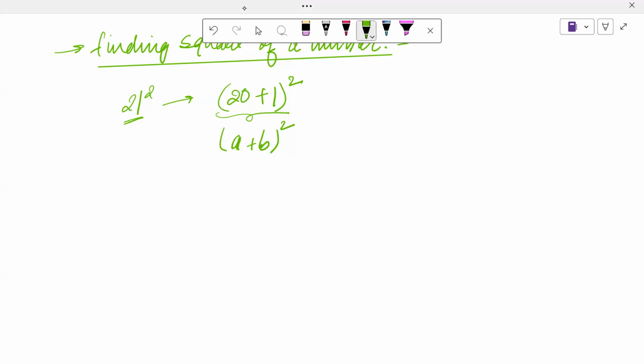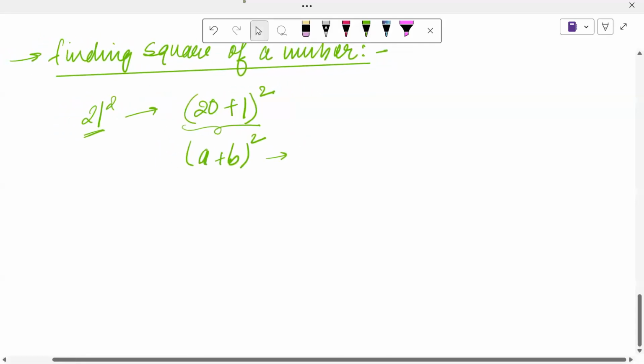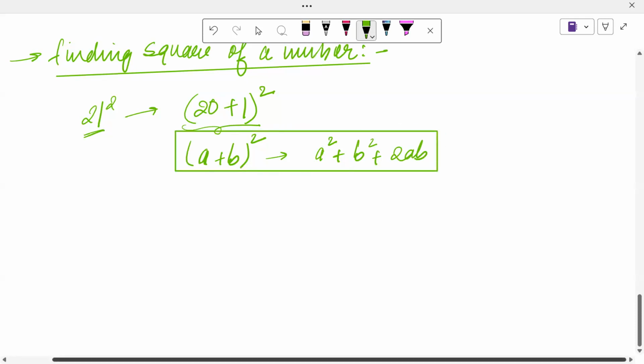Ma'am, (a+b)², I think it is the property. How do you solve it? Ma'am, (a+b)² equals a² + b² + 2ab. This is how you're going to solve it. Okay. So if you have two numbers, Amar, listen carefully. Both of you just look here. Amar, please put on your camera.